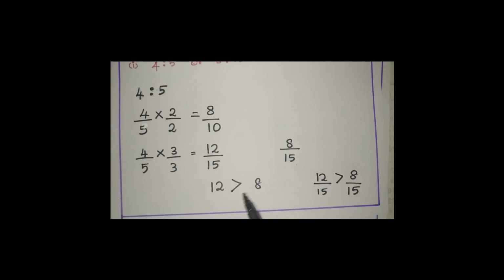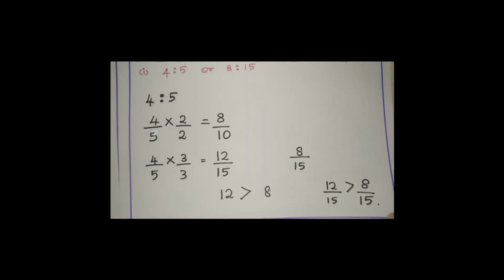Now I got same denominators and then I am comparing the numerators. So 12 is larger than 8. So 12 by 15 is the larger ratio. Is it clear? Yes, very good.